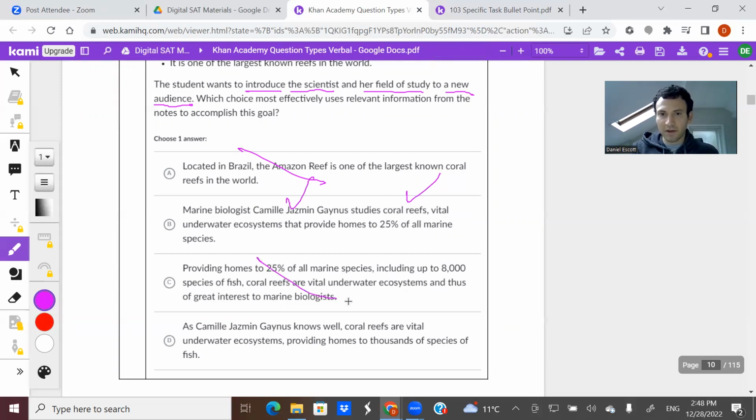Providing homes to 25% of all marine species, including 8,000 species of fish, coral reefs. Okay, the scientist isn't even in this one. All right, now we have the scientist. So this scientist knows well coral reefs are vital to underwater ecosystems, providing, okay, so it gives us the scientist, but it doesn't actually say what her area of study is. It just says she knows this. I could be a scientist who studies the Arctic, but I still know how important coral reefs are in tropical areas, right? So this doesn't qualify either. It's not giving us her area of study. By default, it has to be B.